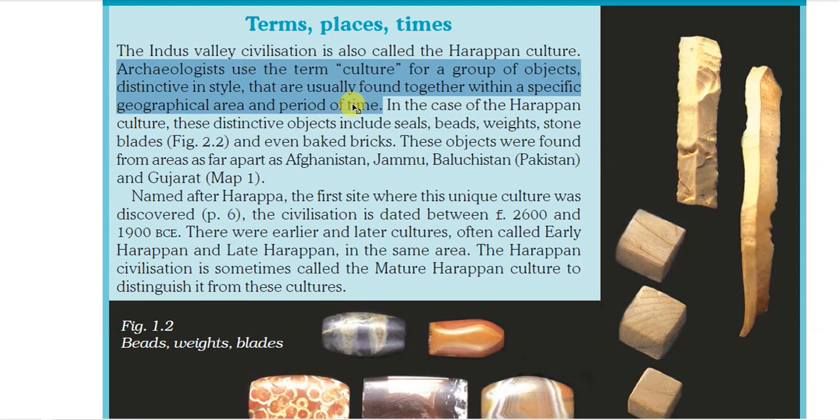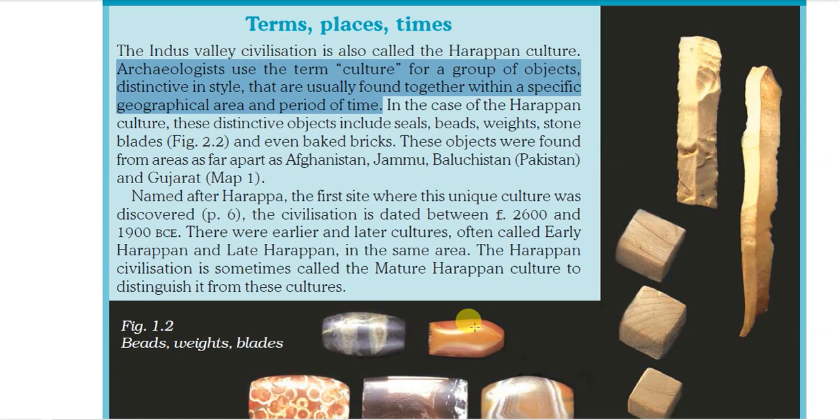Let's break this up. So, the term culture is a group of objects. Say, for example, tools or beads or blades. All of these are groups of objects. They're distinctive in style. That means these kinds of objects will not be seen in any other civilization. If you see them, you will very easily be able to recognize which civilization they belong to. If you see these beads, you will not say that these beads belong to Mesopotamian civilization. Mesopotamian civilization had different kinds of artifacts, different kinds of objects.